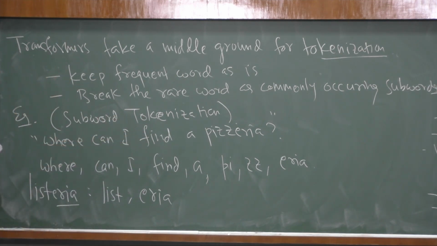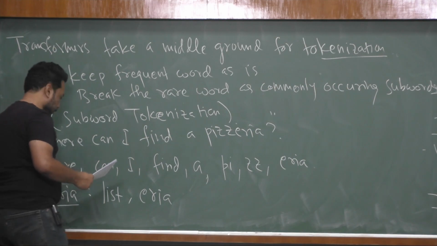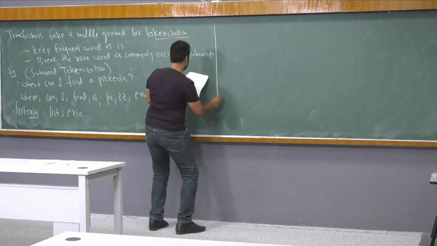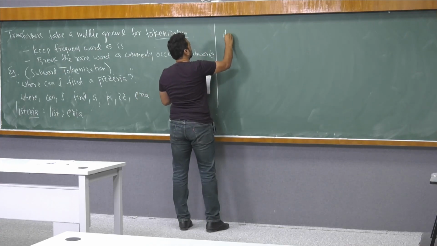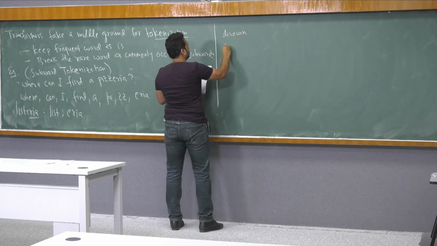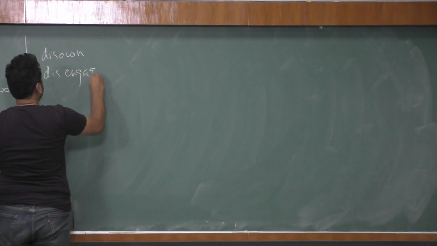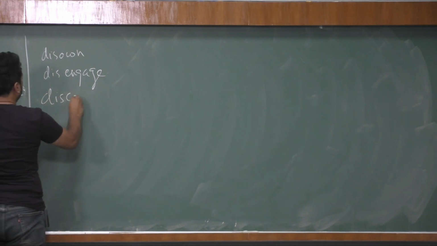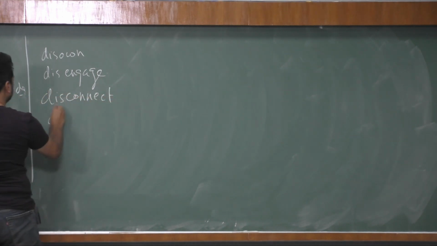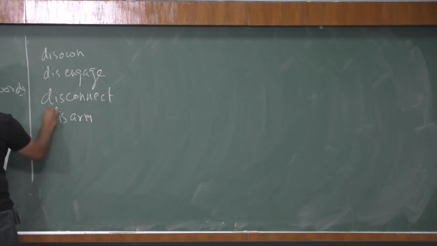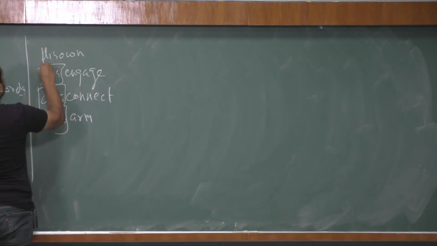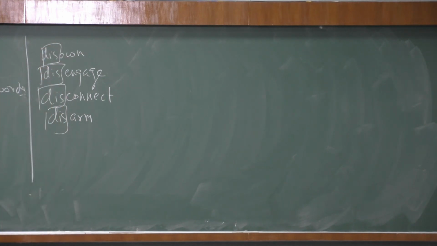One of the other examples could be the words disown, disengage, disconnect, disarm. In all these, the subword dis by itself may not be meaningful or used as a standalone, but this is a good subword to have because it is used in many places.